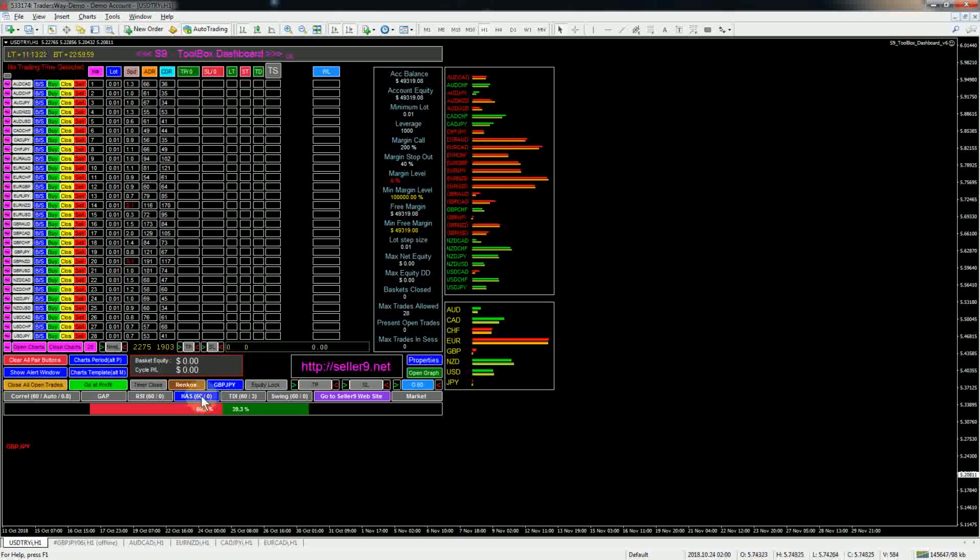And you can look back a little bit farther if you want to. You cannot change this to a directional. It is strictly color change. It just looks for the color change of the HAS.